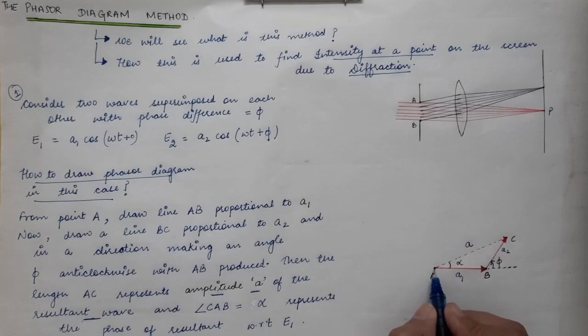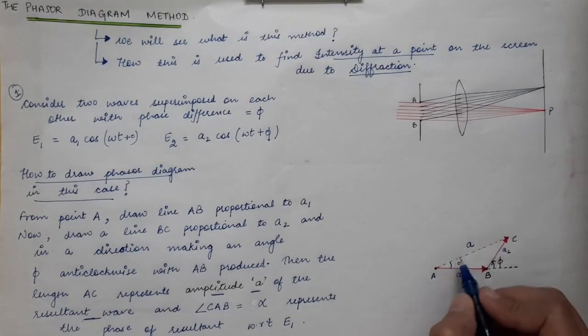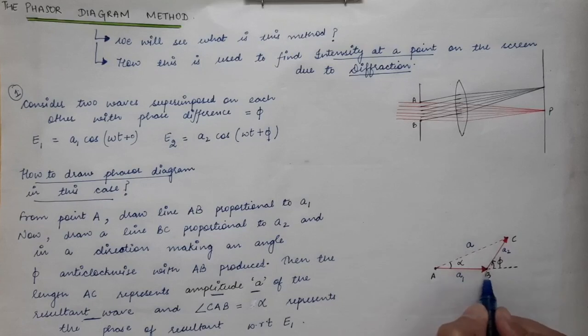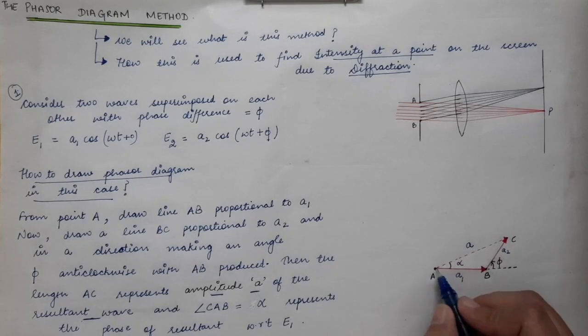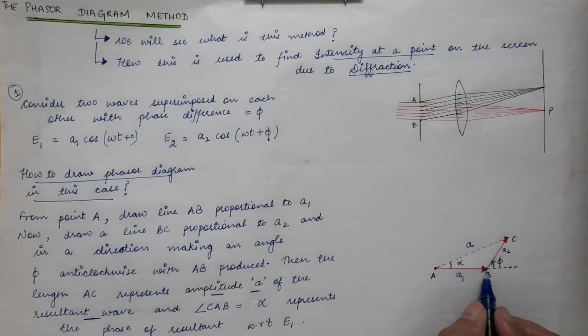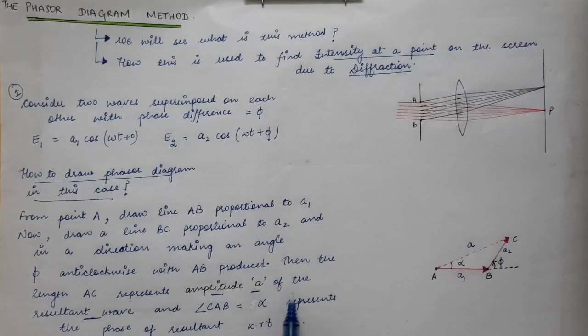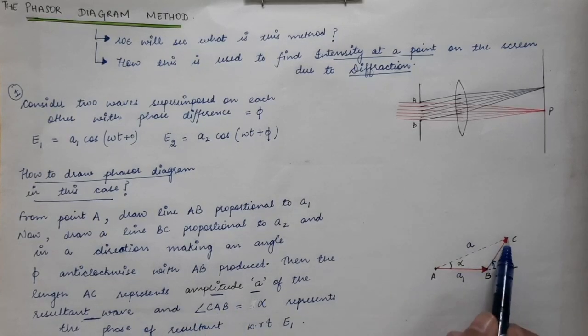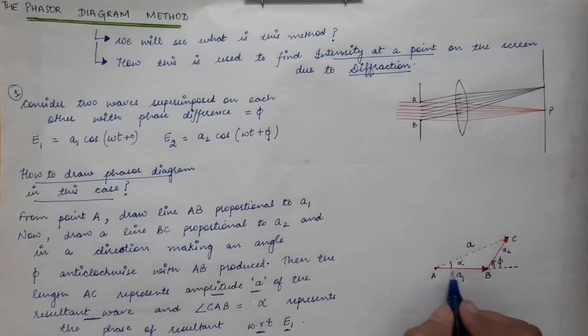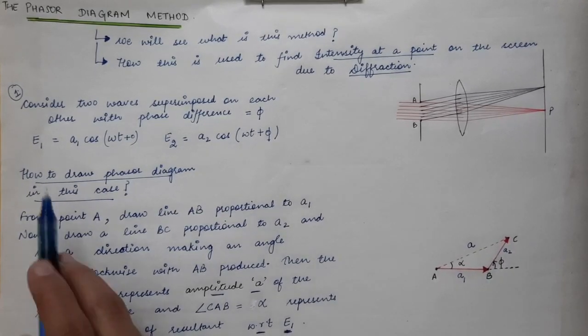And the angle which the AC vector makes with the first wave, let's say it is alpha. This angle will be nothing but the phase of the resultant wave with respect to the first wave. Then the length AC represents amplitude A of the resultant wave, and angle CAB, that is this alpha angle, represents the phase of the resultant wave with respect to E1, the first wave.